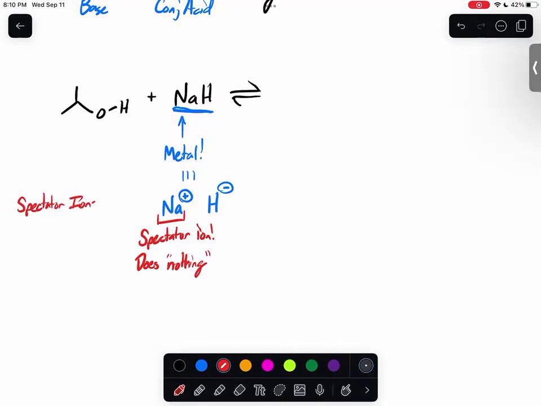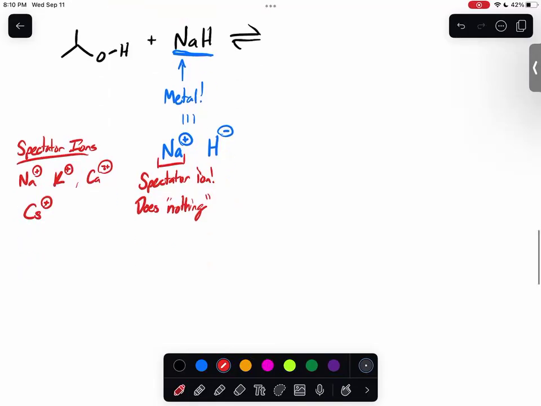Of course, we have sodium, we have potassium. That one's also classic. Calcium can appear, but it is a 2 plus metal, so it'll be a little different. And then another one that you might see often is cesium plus. And you'll notice that one thing is true amongst all of these, and that is since they are metals, they're in the first two columns of the periodic table.